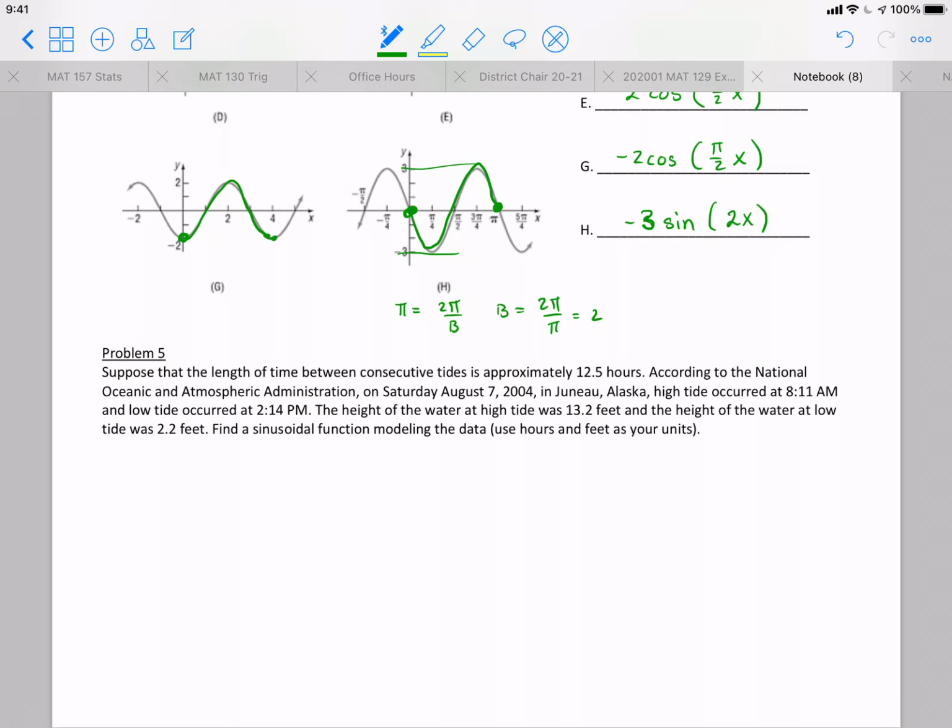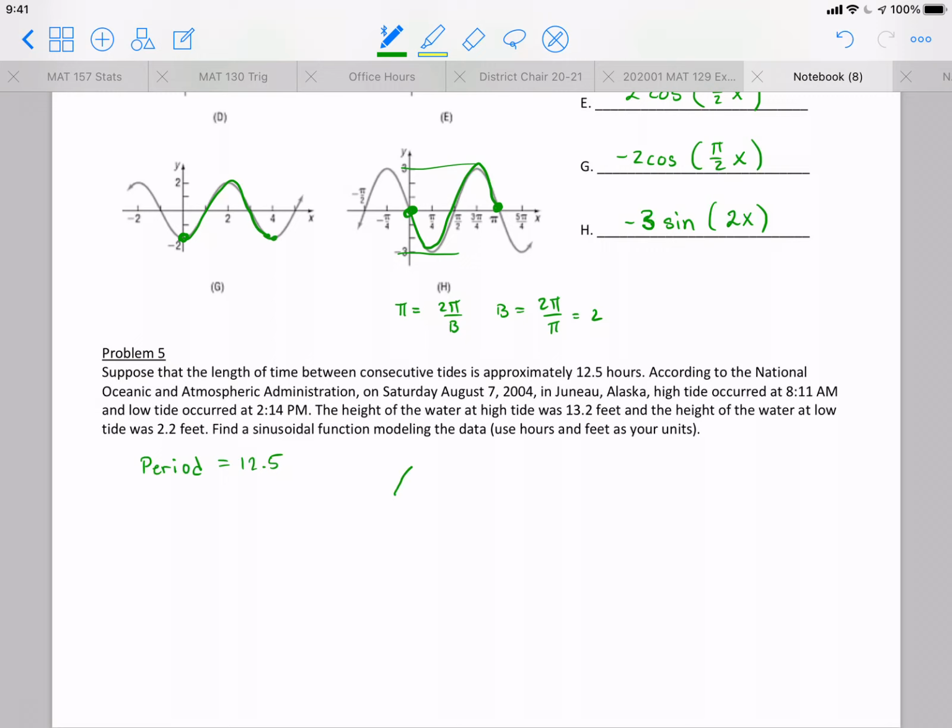All right, last one. Suppose that the length of time between consecutive tides is approximately 12 hours. So that sounds like a period to me. So a period of 12.5 hours. According to the National Oceanic and Atmospheric Administration, or NOAA, on Saturday, August 7th, 2004 in Juneau, Alaska, high tide occurred at 8:11 a.m. and low tide occurred at 2:14 p.m.